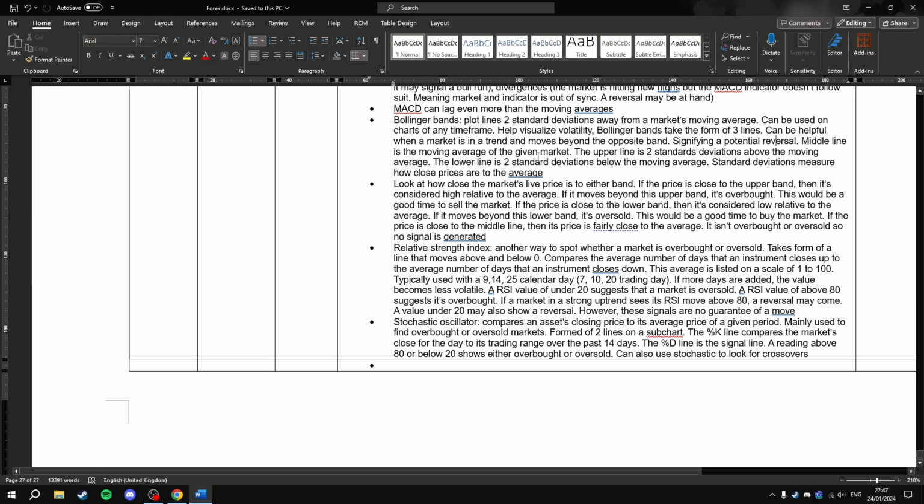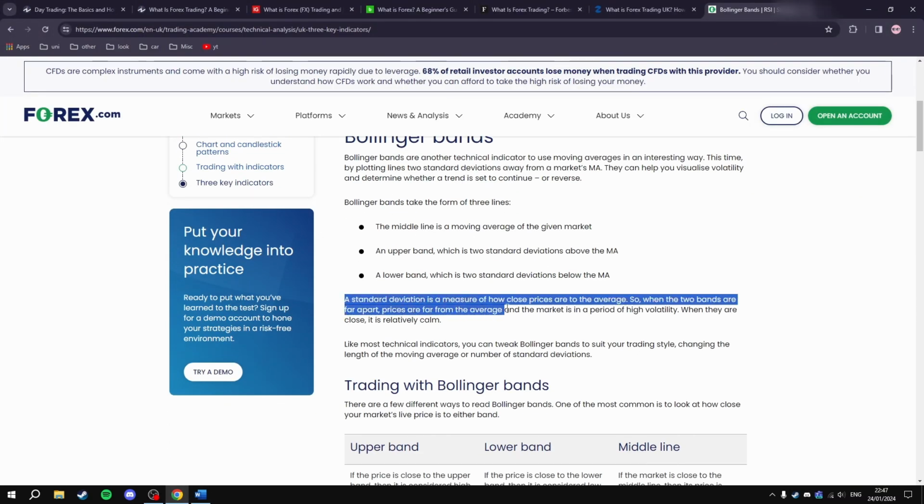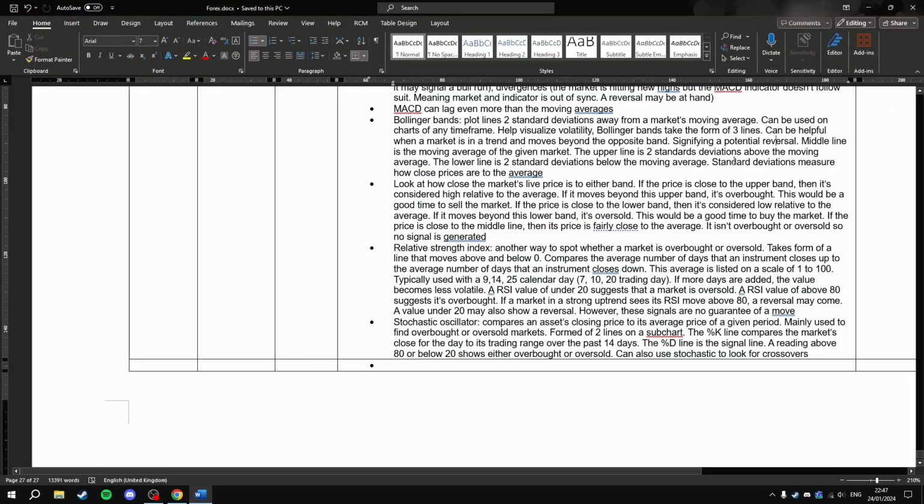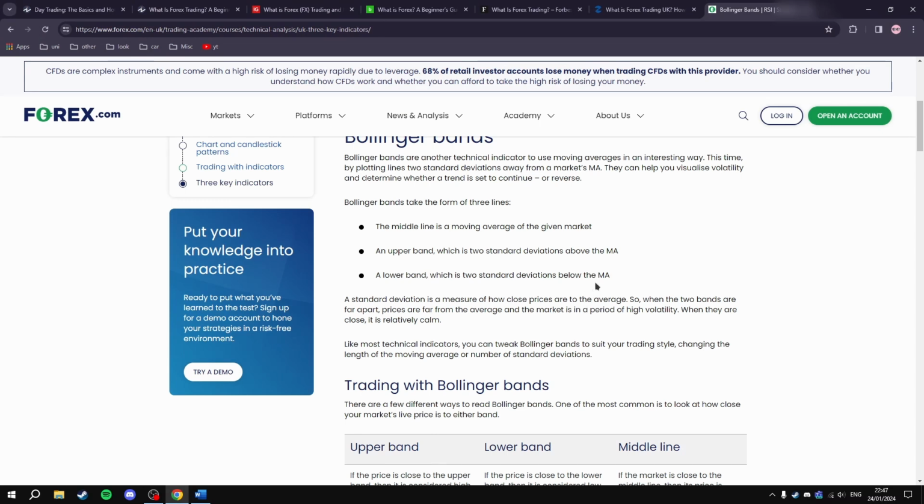The middle line is the moving average of the given market. The upper line is 2 standard deviations above the moving average. The lower line is 2 standard deviations below the moving average. Standard deviation is a measure of how close prices are to the average. So when the 2 bands are far apart, prices are far from the average, and the market is in a period of high volatility. When they're close, it is relatively calm.